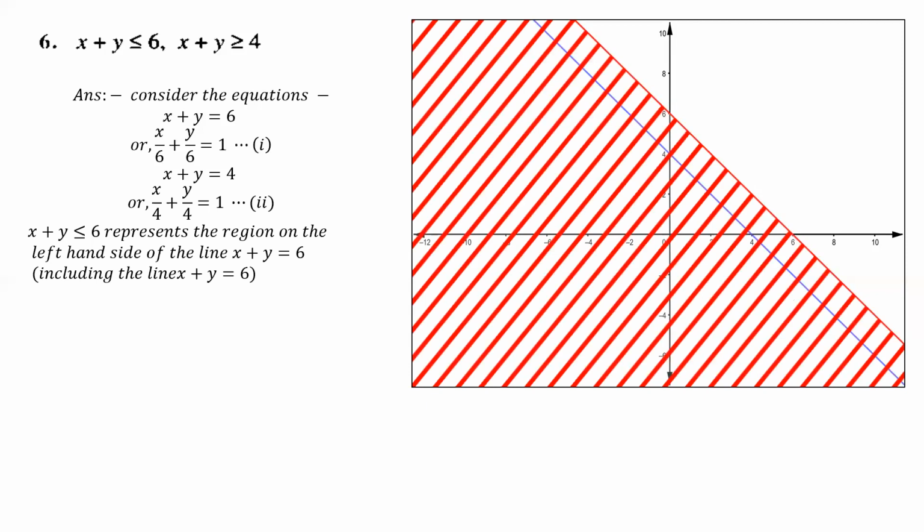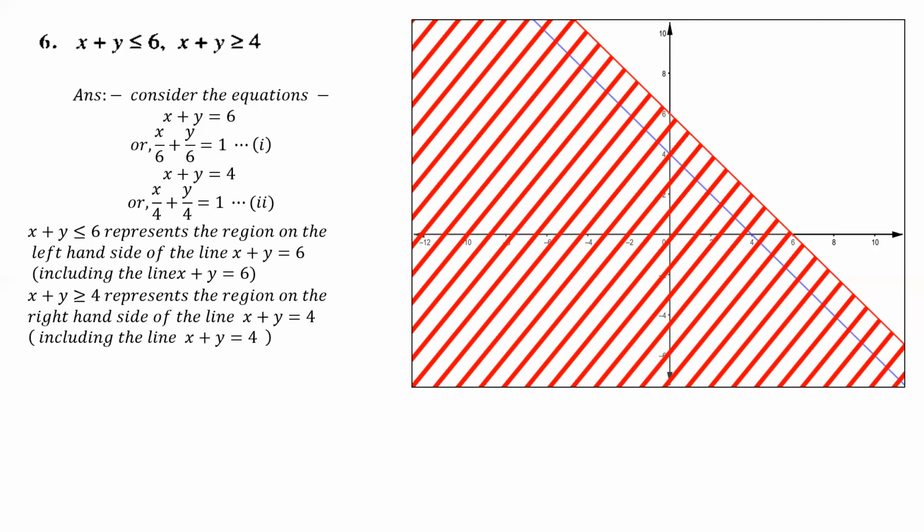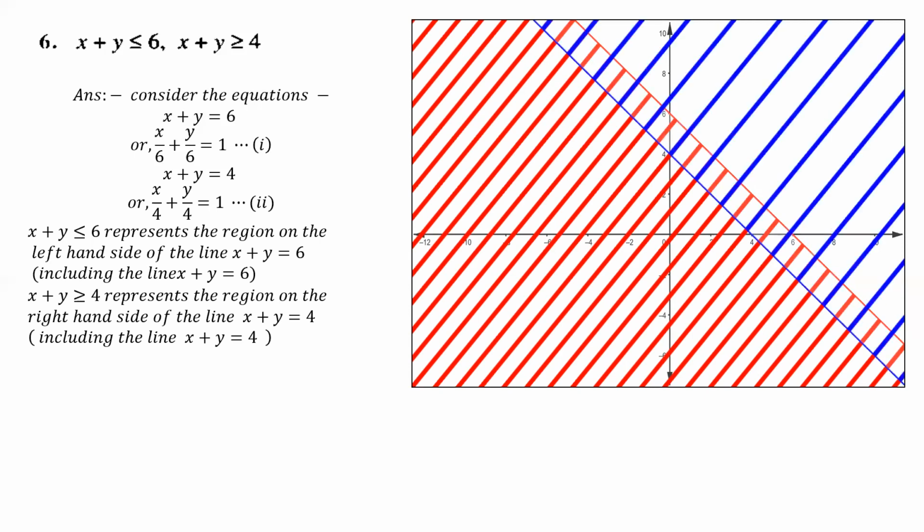So mark the region first. And then x plus y greater than or equal to 4. That is the right hand side of the blue line, definitely including the line, and mark the region like this. Okay. Now look here, the common shaded portion is this portion, right? Where you can find both the blue and red lines. So this common shaded portion is the solution region for this given system of linear inequalities. Clear? So write down the answer, that the solution is this.